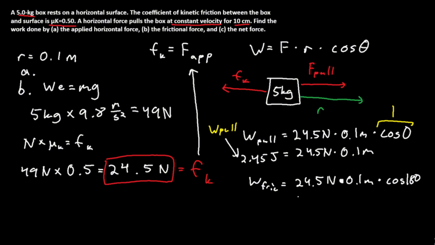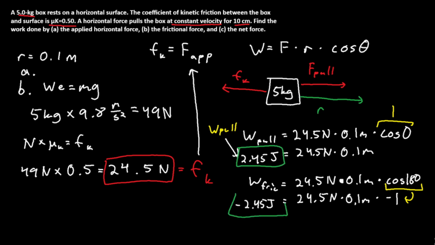So multiply all this together: 24.5 newtons times 0.1 meters times negative 1, since the cosine of 180 is equal to negative 1. We already established 24.5 times 0.1, and that multiplied by negative 1 is just equal to negative 2.45 joules. These are the works for our frictional force and the applied horizontal force. Let's use green here, because green means that we finished the problem.